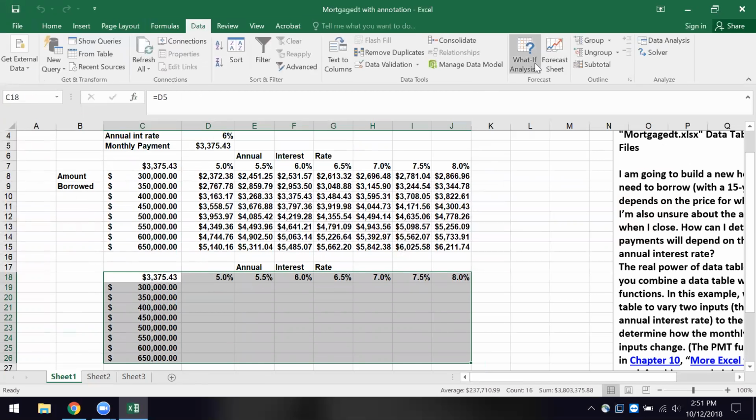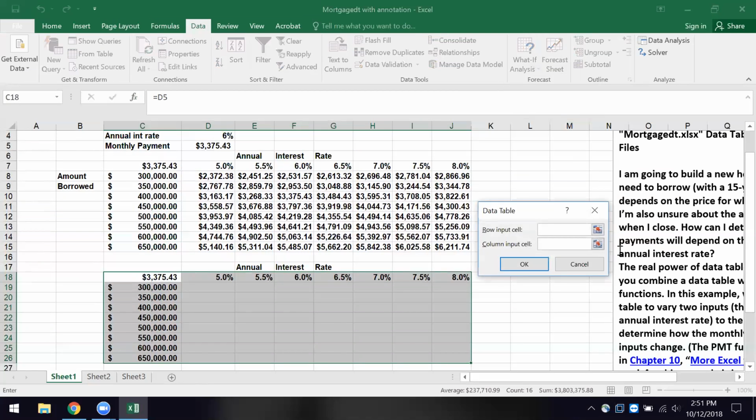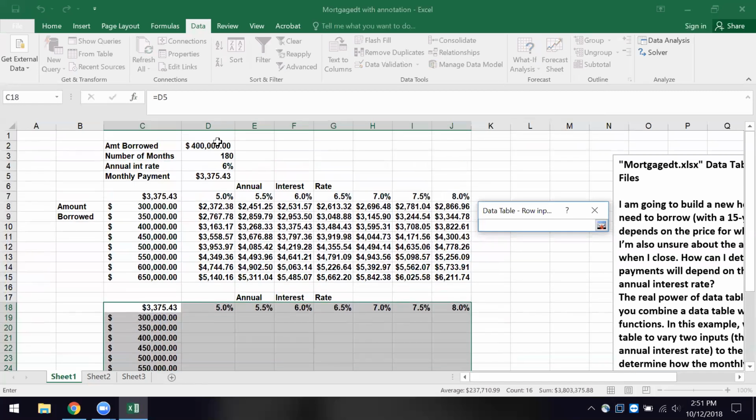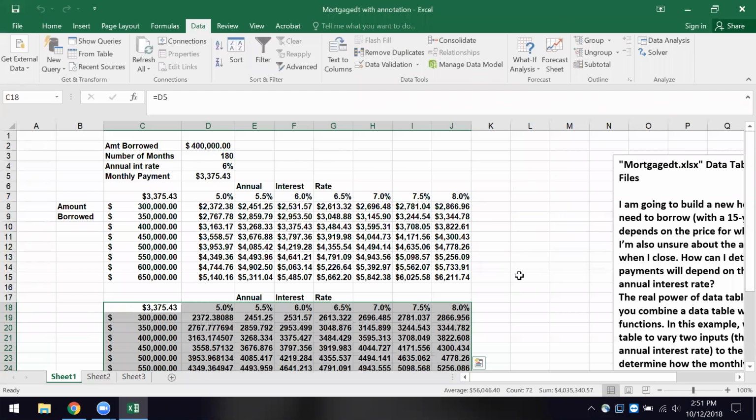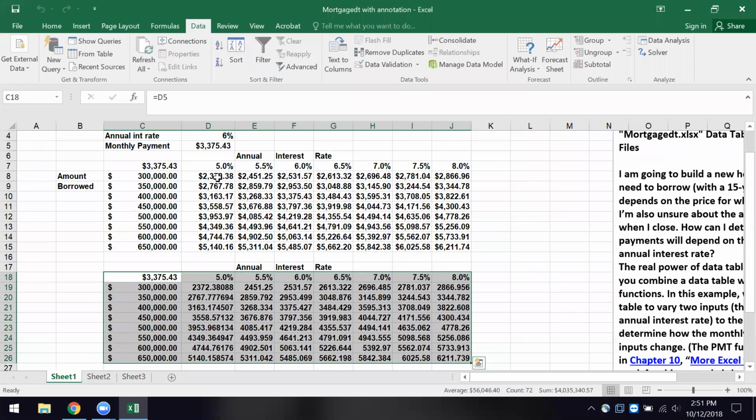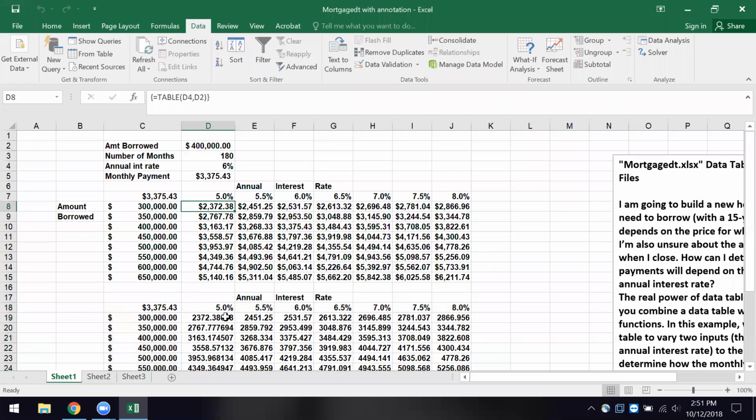Click on data, data table, and I want the row input, which is going to be D4. Okay. I think D4. And then I want the column input, which will be D2. I think I messed it up. No, I did it right. And I explained it to you totally wrong. Oh gosh, the data table drives me nuts.